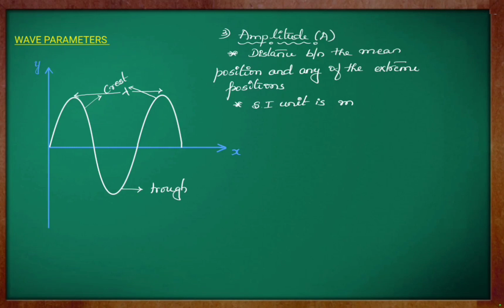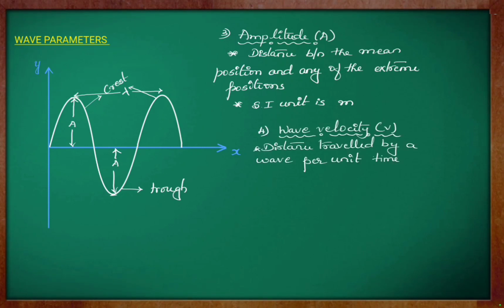Amplitude is the distance between the mean position and any of the extreme positions. It is represented by A. So this is the mean position, and this is an extreme position. The direction of the wave is along the x-axis, which is the mean position, and this is the extreme position. The distance between the mean position and the extreme position in any direction gives us the amplitude. The SI unit of amplitude is meter.